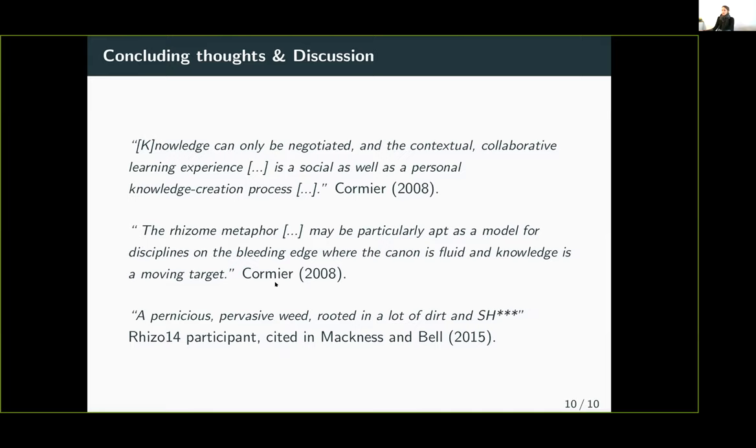Dave Cormier also suggests that the rhizome metaphor may be particularly apt as a model for disciplines on the bleeding edge, where the canon is fluid and knowledge is a moving target. So new fields, new ideas, where there's simply not a curriculum we can follow, might be a good way to get started with rhizomatic learning.